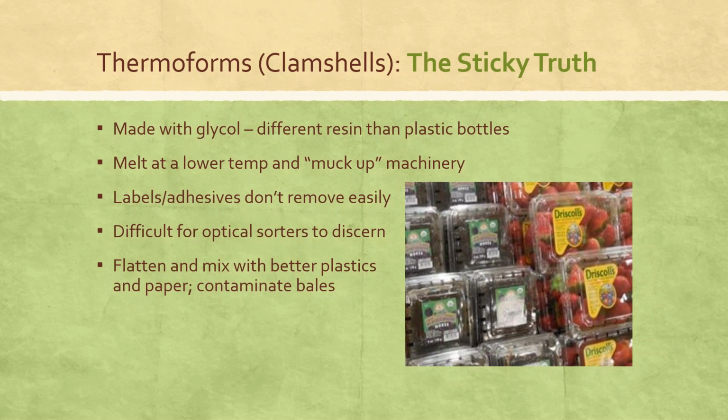What's worse, not only is it melting at a lower temperature and mucking up machinery, but at larger recycling facilities, the optical sorters can't pull it out when it's going down the conveyor belt. So those clamshells flatten and they mix in with a higher quality plastic or with paper, contaminating all those bales. So at the end of the day, none of it gets recycled.